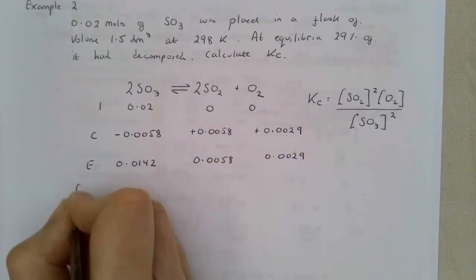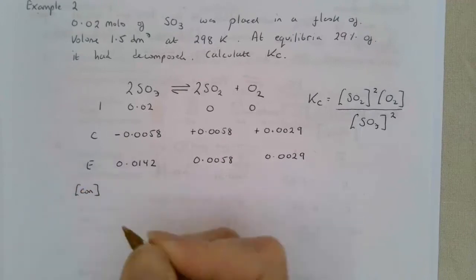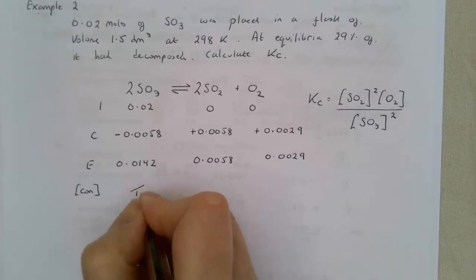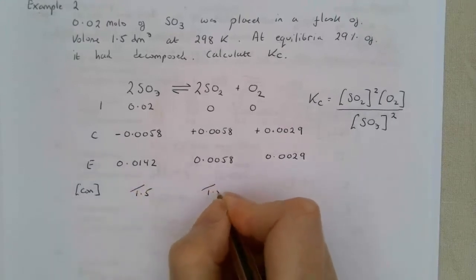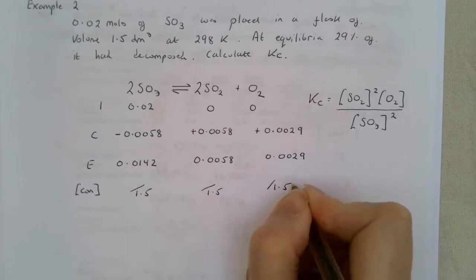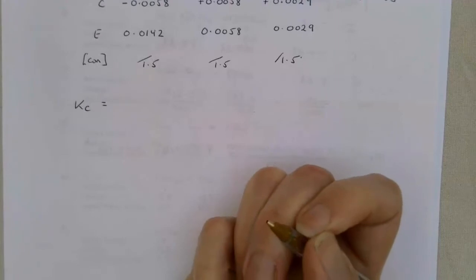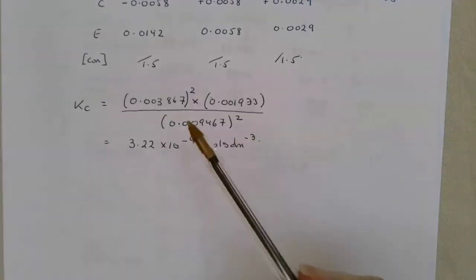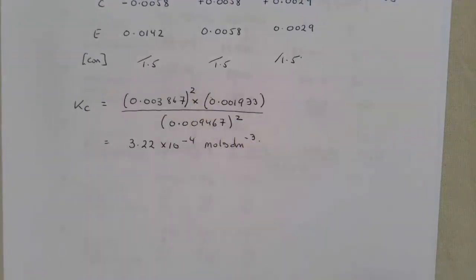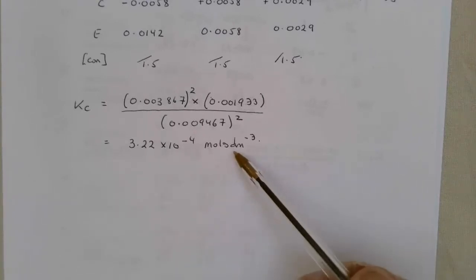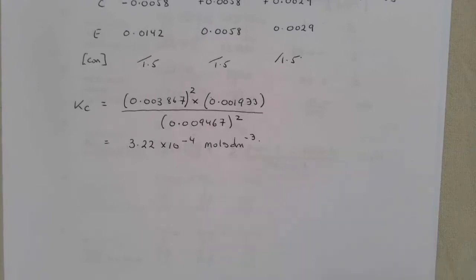0.0029. Again, because my units don't cancel, I do have to work out concentration, so I'm going to divide all these numbers by 1.5. And again, I'm going to sub those into my Kc expression. So I put them into my Kc expression, remembering to square the SO3 concentration term and the SO2 concentration term, because they're squared in my expression. And again, I've calculated it and I've remembered to use units.